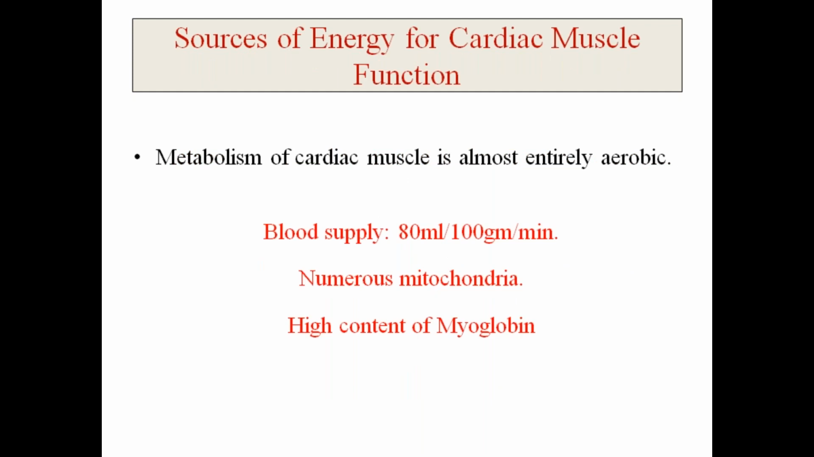If you see the blood supply of cardiac muscle, it is very high. It is about 80 ml per 100 gram per minute. When we read about the metabolism of skeletal muscle, you will see the blood flow is just 3 to 4 ml per 100 gram per minute. But in cardiac muscle, it is about 80 ml per 100 gram per minute. So blood flow is very high.